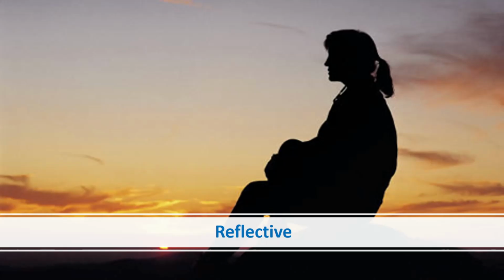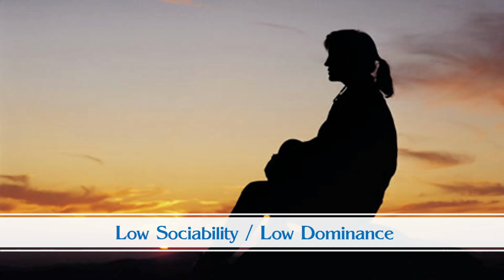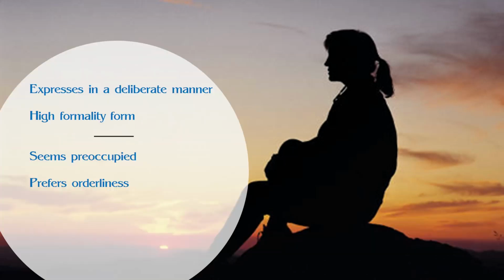The next one would be reflective. Reflective is low sociability and low dominance. Someone that is reflective expresses themselves in a deliberate manner, and is highly formal when it comes to conversation. They always seem to be preoccupied or in their thoughts, and very orderly. They prefer orderliness, very tidy people.